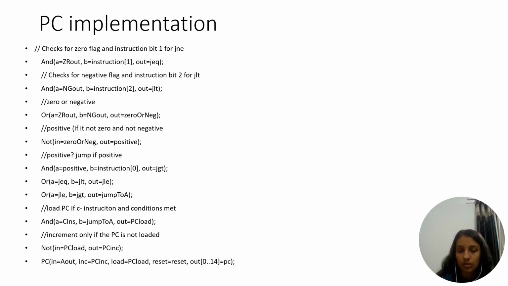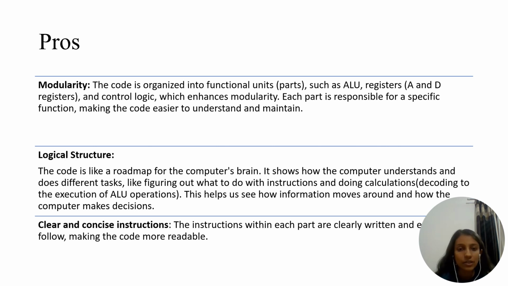So now let's talk about the pros of this code. It is very concise code, and it has modularity. We can see from the modularity that the code is very well organized into functional parts such as ALU, registers, and control logic. Each part is responsible for a specific function, which makes the code easier to understand and maintain. It does not contain so much information that the code becomes too complex.